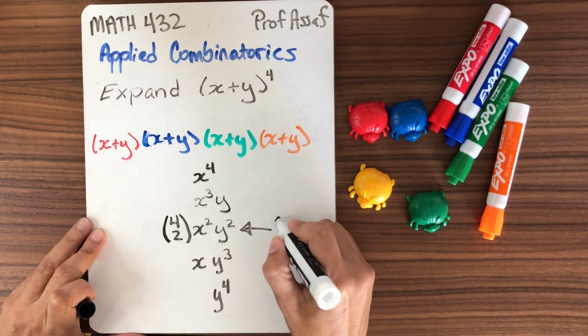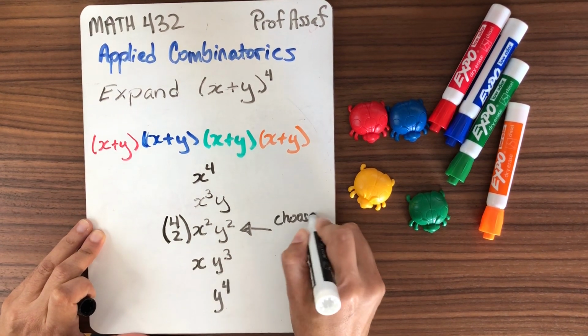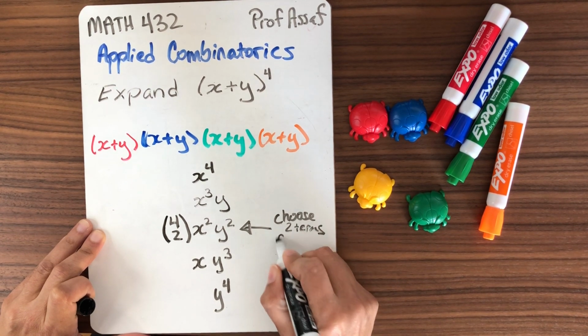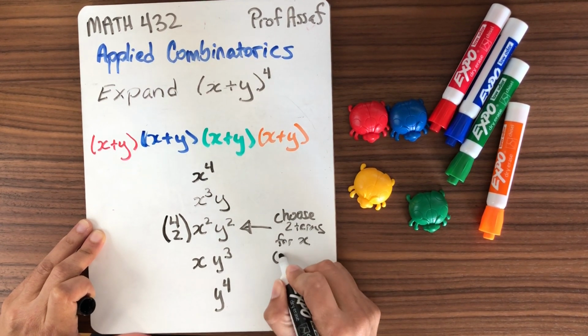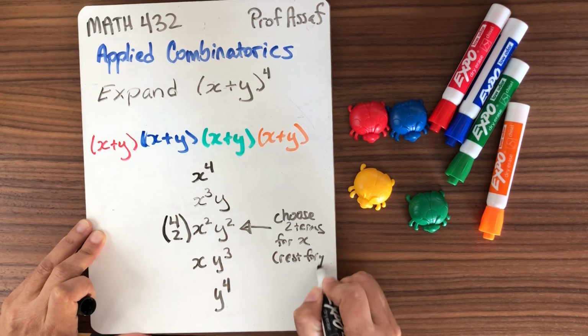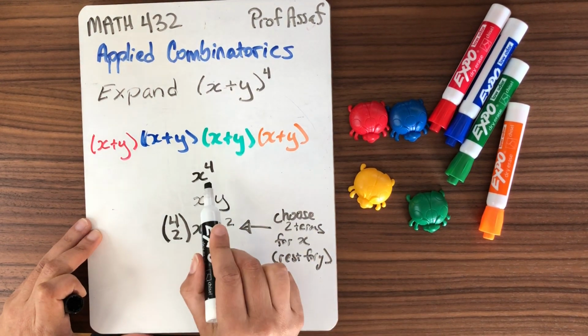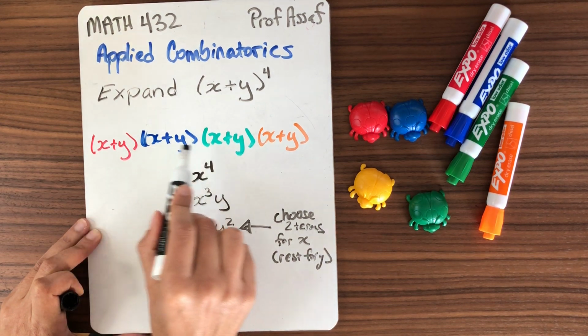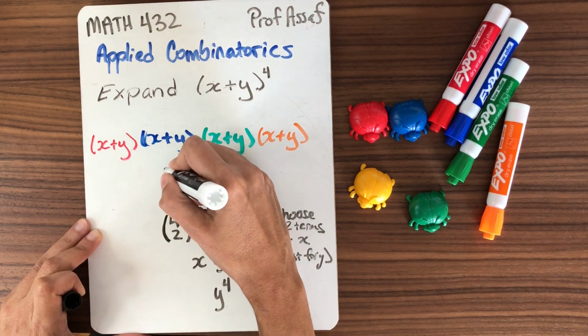This is because we choose 2 terms for x, and then the rest for y. Now here, if I'm taking x to the 4th, that one's even easier to see, because what do I have to do? Every time I have to pick all of the x's, so there's only one way to do that.